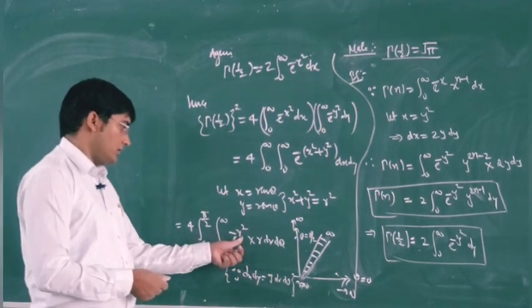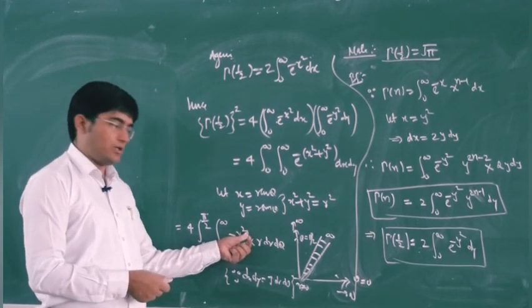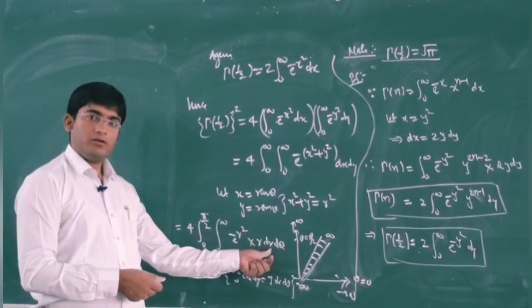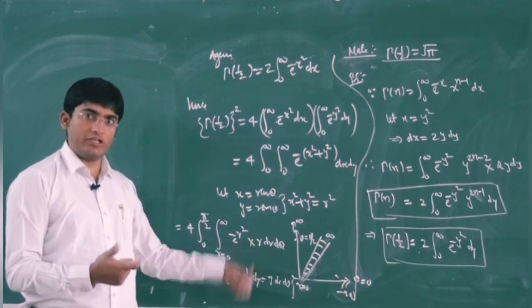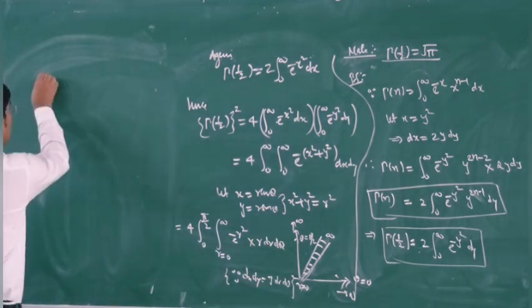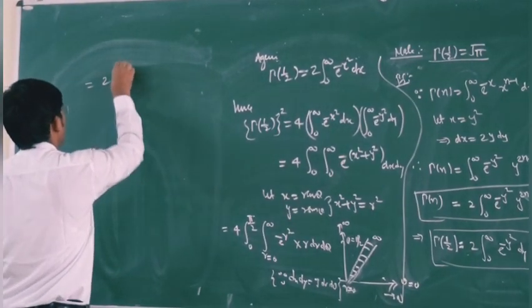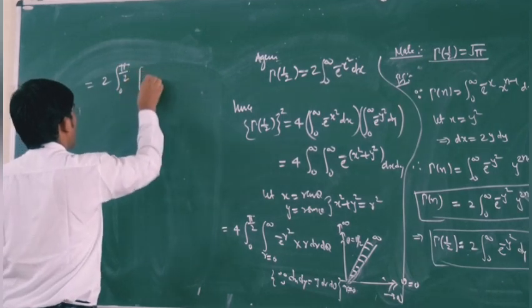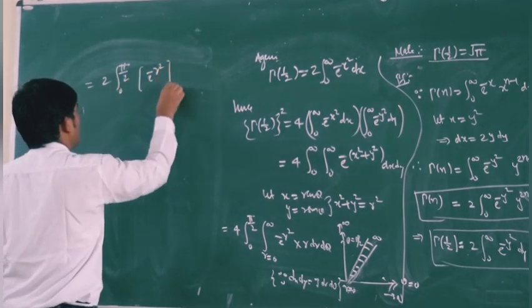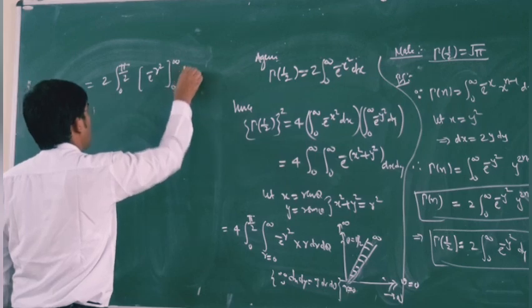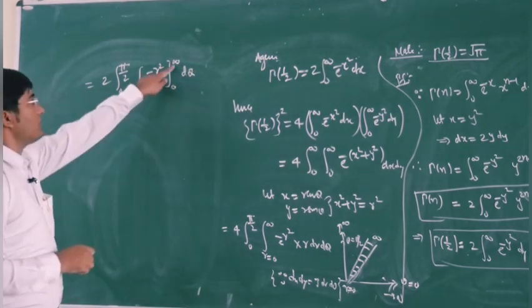Now if you take r square as t, then r dr will be dt by 2. So this is equal to 2 times integral 0 to pi by 2, and then e power minus r square with limits from 0 to infinity, and then d theta. Now this upper limit is 0.